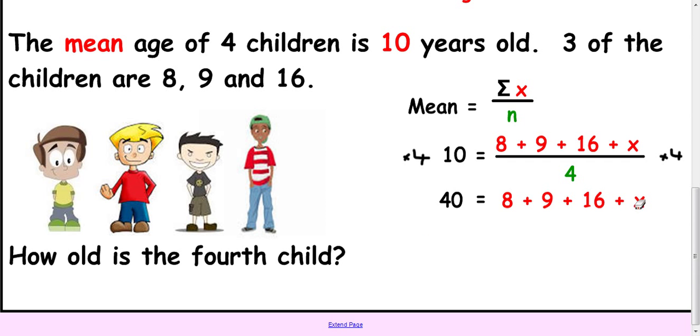Okay, so we're trying to work this out. So I would add the 8, the 9 and the 16, and you get 33. So what do you add to 33 to get 40? It's quite easy now, so it's 7. So it's all about following this structure here, and it actually works out not too bad.